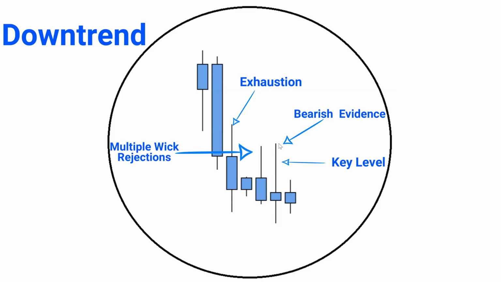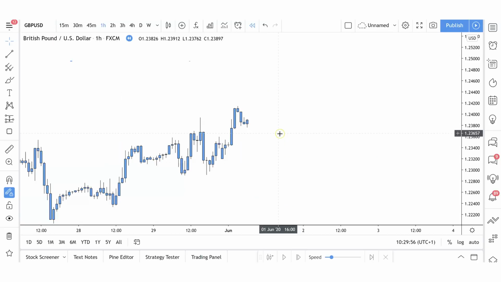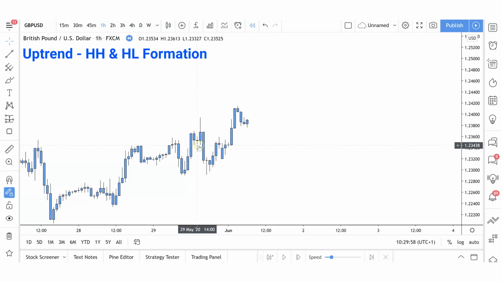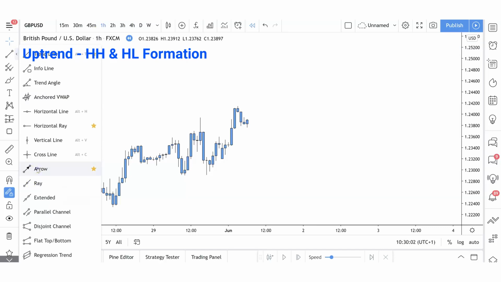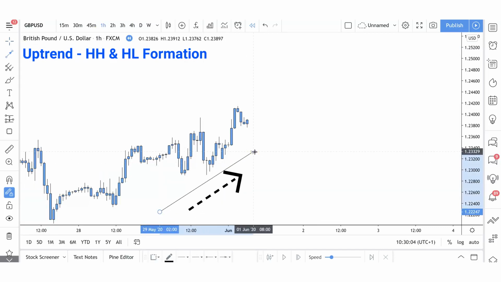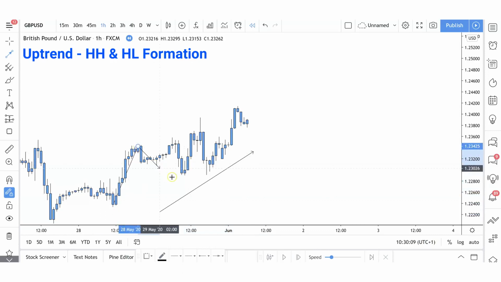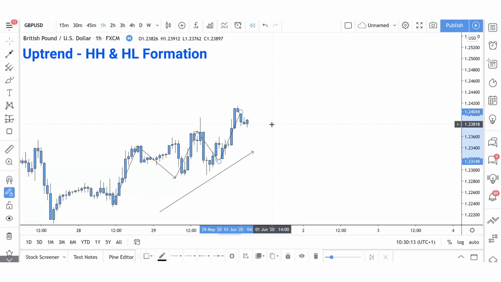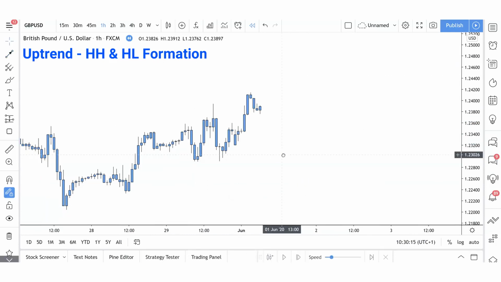Let's take a look at two live examples in the market. So the first example that we're going to look at is pound USD on the 1 hour time frame. If we look at this market structure, we can clearly see that the structure of this market is to the upside. We can clearly see that the market is creating higher highs, higher lows, higher highs, higher lows, and higher highs. So this is a clear indication of an uptrend.